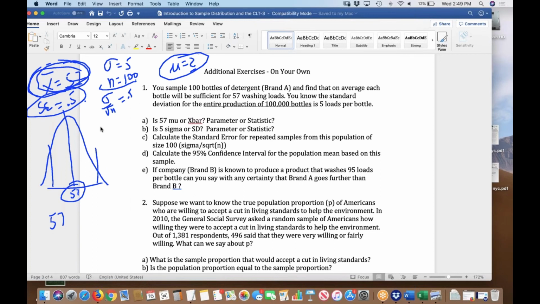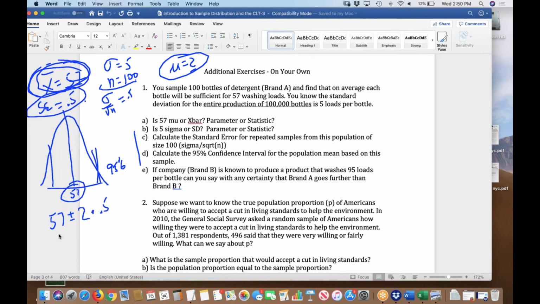When we originally used our assumptions about the empirical rule, we said that 95% of the outcomes, or 95% probability, is represented by 2 standard deviations. So what I'm going to do is say 57 plus or minus 2 standard deviations. What's my standard deviation? In this case, it's the standard error for the repeated samples. 2 times 0.5.